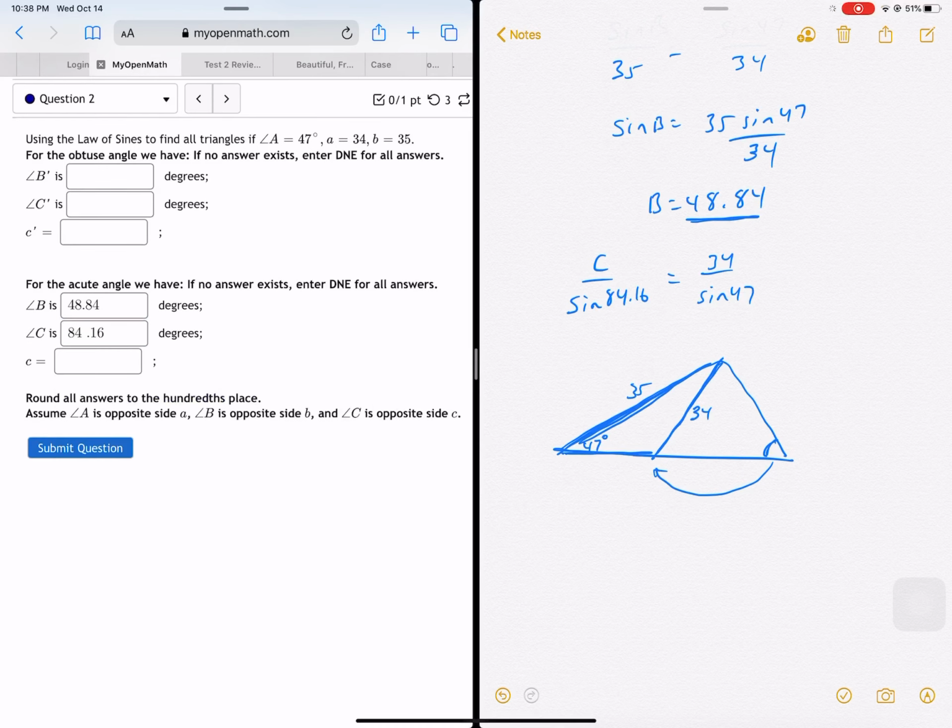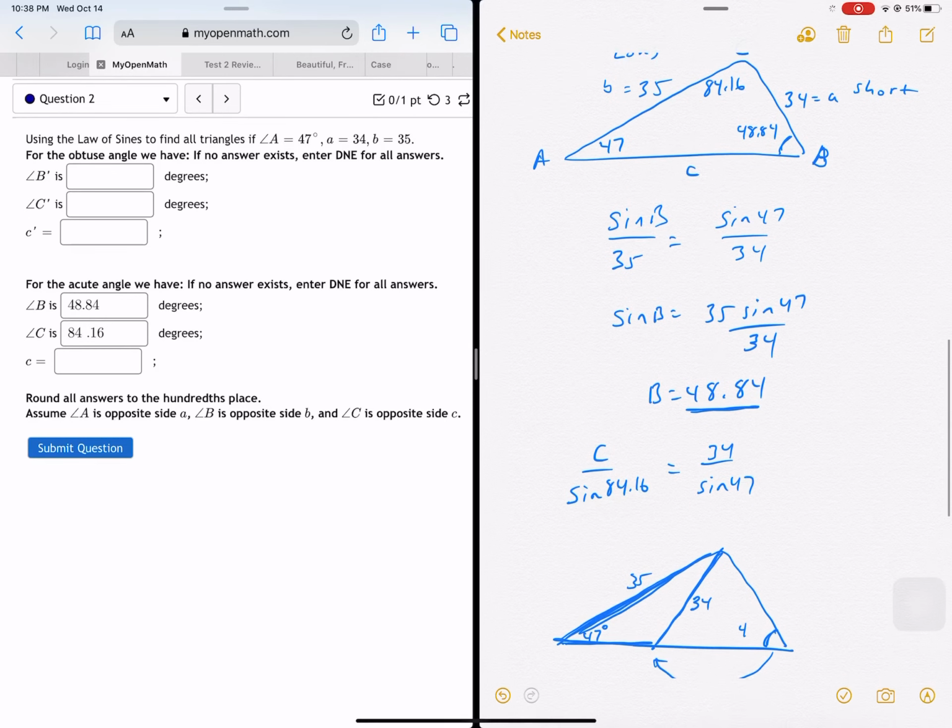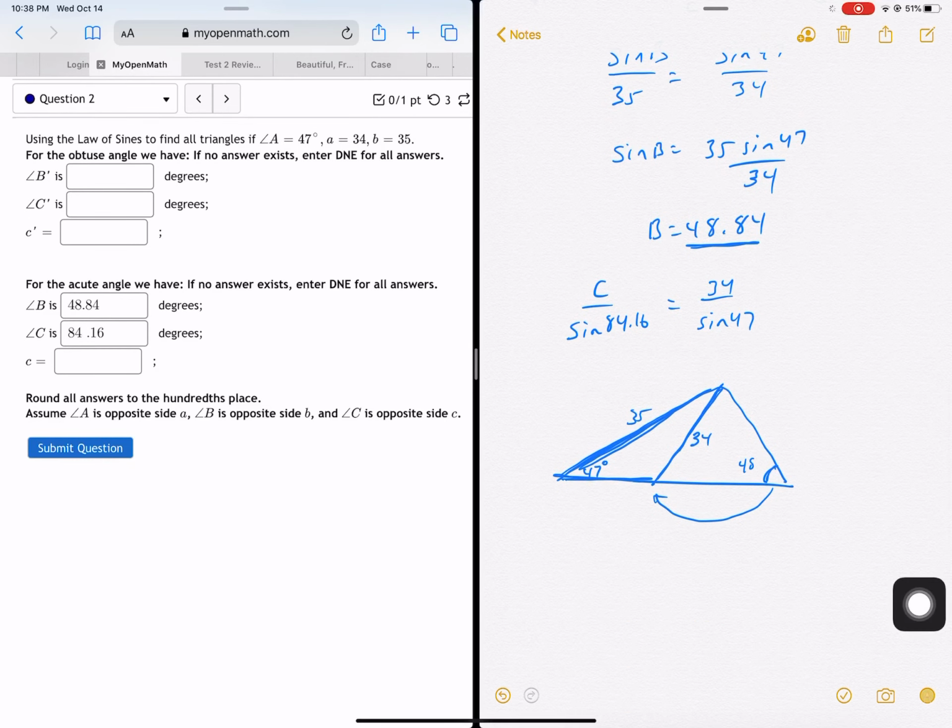So let's go ahead and say our acute angle we mentioned before was, oops, not 48, it was 48.84. So we subtract that from 180. 180 minus 48.84, and that leads us to 131.16.